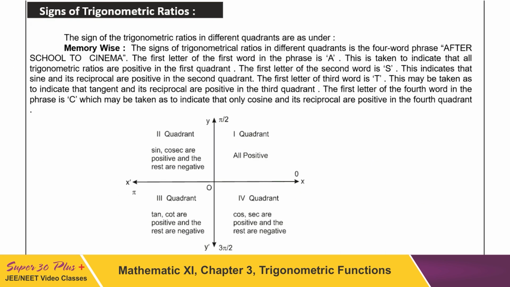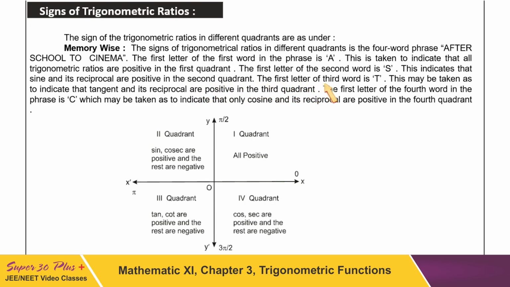Students, so far we have understood the basic concept of the sign of trigonometric ratios. Now it is time to memorize this. The sign of trigonometrical ratios in different quadrants is remembered by the 4-word phrase: After School To Cinema. The first letter of the first word is A. This is taken to indicate that all trigonometric ratios are positive in the first quadrant. The first letter of the second word is S. This indicates that sin and its reciprocal are positive in the second quadrant.